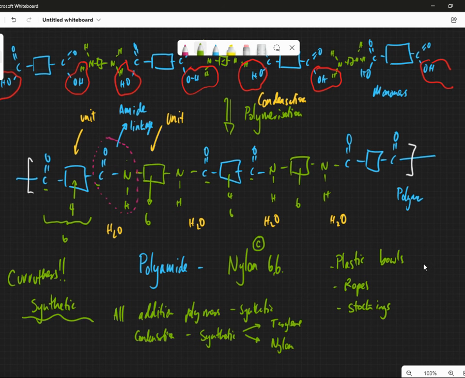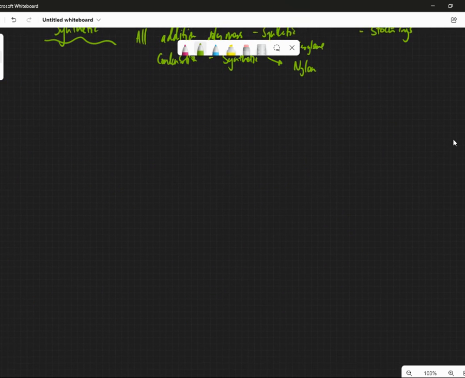Okay, last one. This is going to be a condensation reaction as well. One last condensation polymer, but this one is going to be natural. Now, I like these ones best.